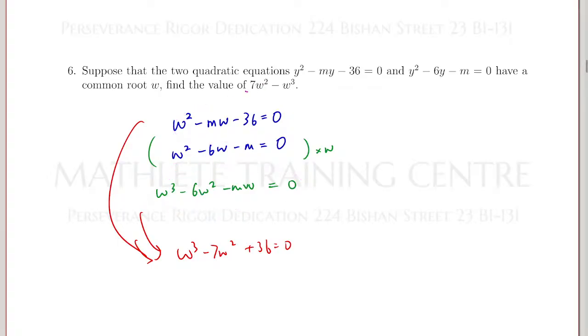Oh, correct, correct. Because the expression is the negative, right? So you just need to bring this guy over to the right hand side. You can see that basically 36 is equal to 7w squared minus w cubed. Okay.